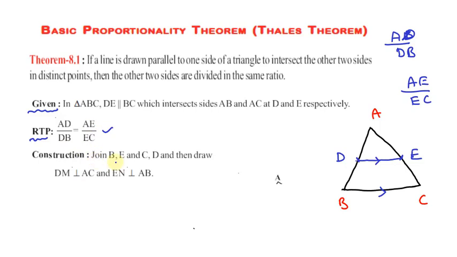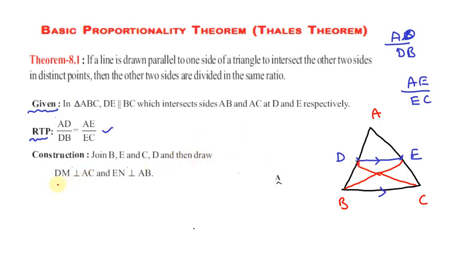For this, we need to do a small construction. That is, we have to join B and E. So let me join that. I am joining B and E, and also C and D. I have joined them.